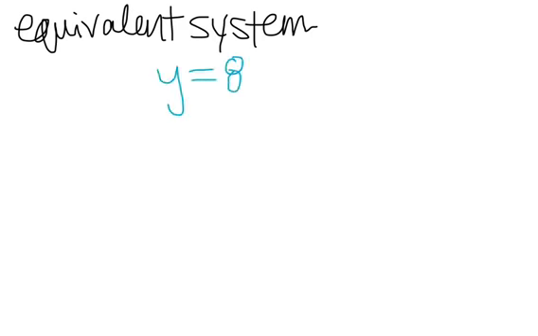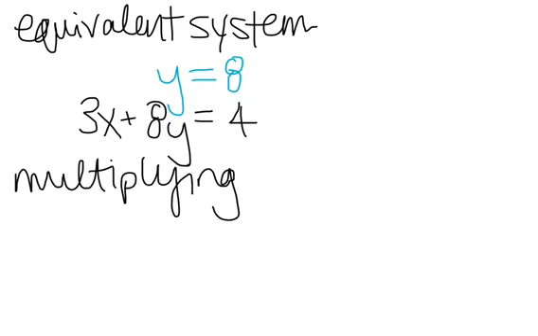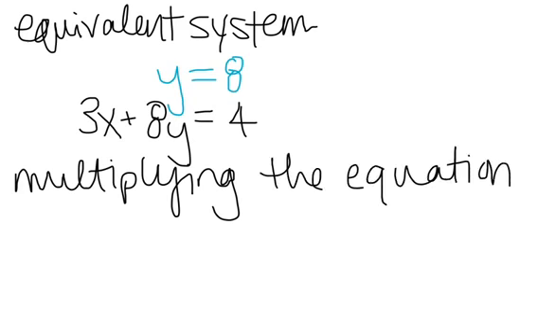Then I have one of the original equations, 3x plus 8y equals 4. Now I want to eliminate y from this equation. I know I can't eliminate x anymore because I only have one equation with an x in it. So I'm only going to be able to eliminate y. I'll do this by multiplying that top equation, y equals 8, by negative 8.